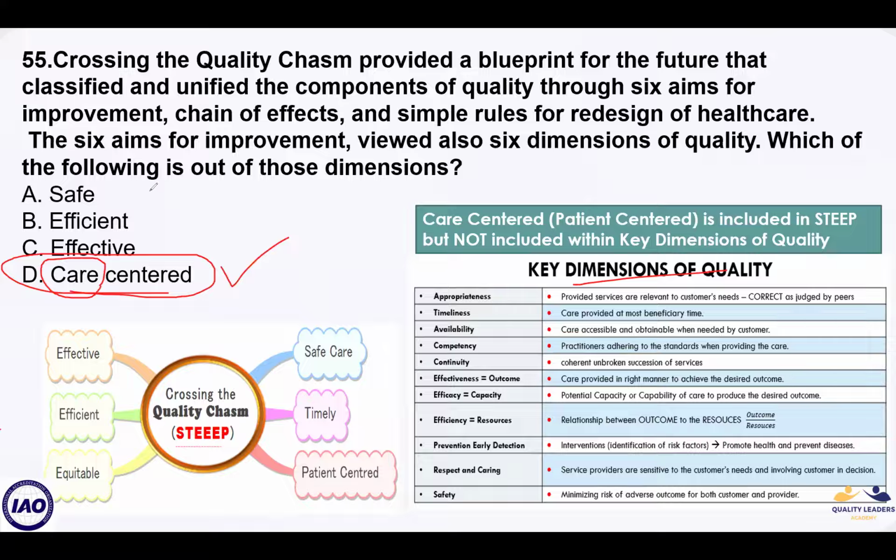So here, remember, what is STEEP? Safe care. What does safe care mean? Because this was not discussed in the quality basics. Safe care means avoiding harm to patients from care. Timely means reducing the wait times and delays, and also giving the care at the appropriate time. Effective means providing services based on scientific evidence for better outcomes, and efficient means avoiding waste and utilization of resources. Equitable means it does not vary from person to person, and it should be equal for everyone.